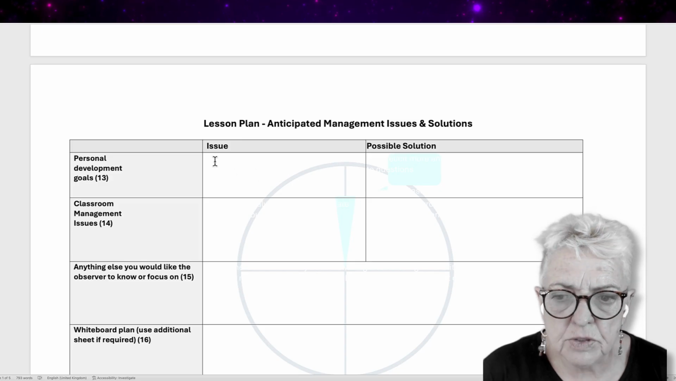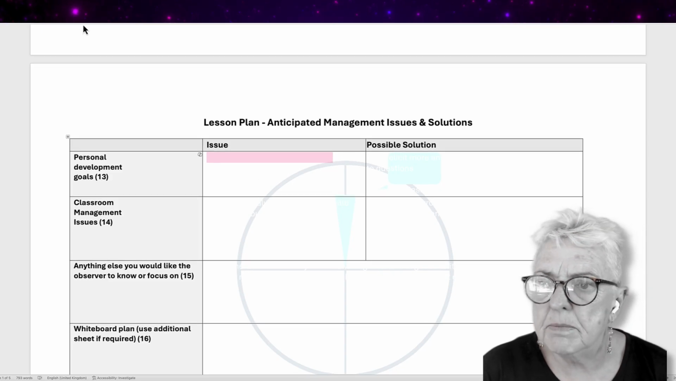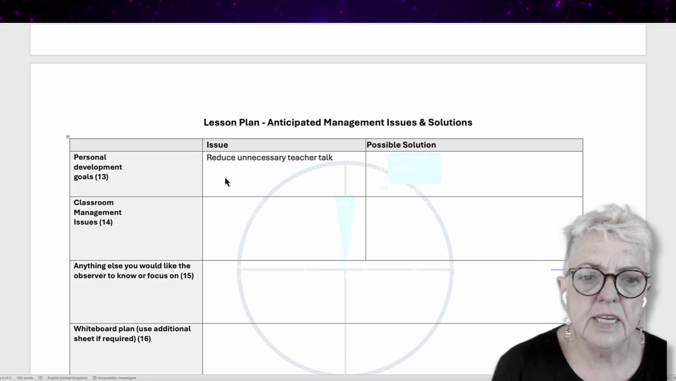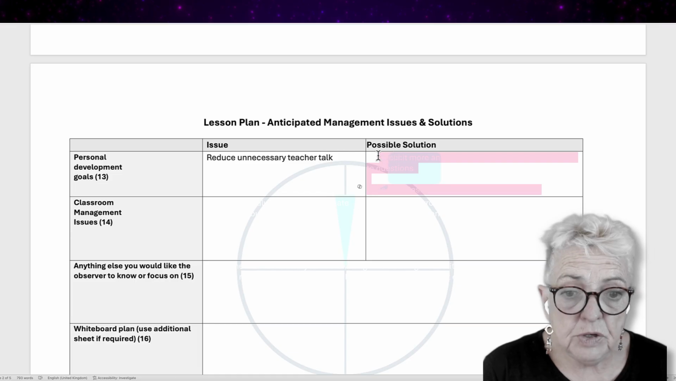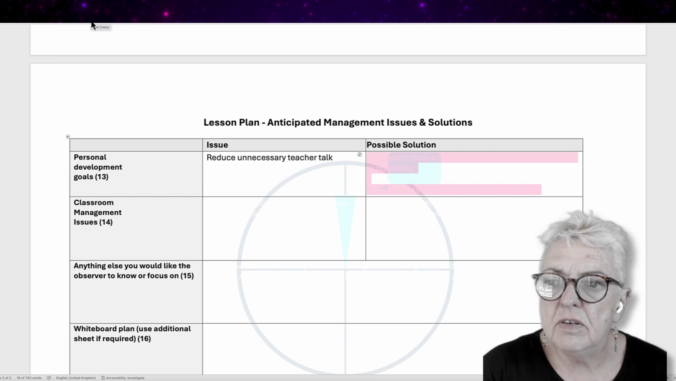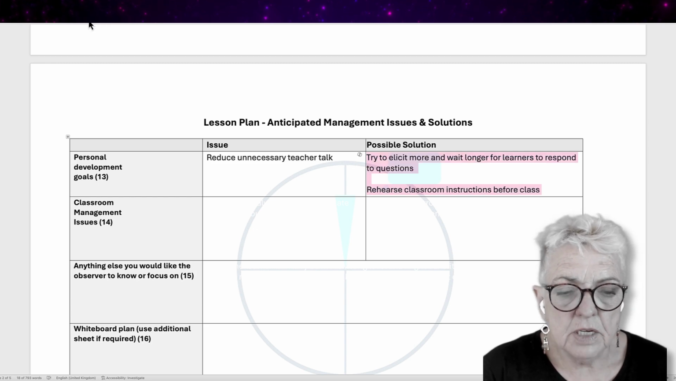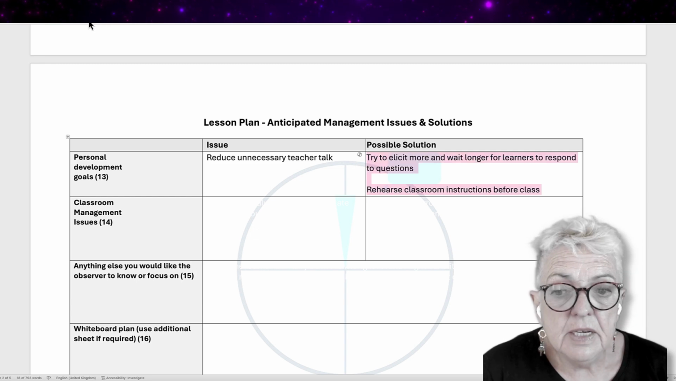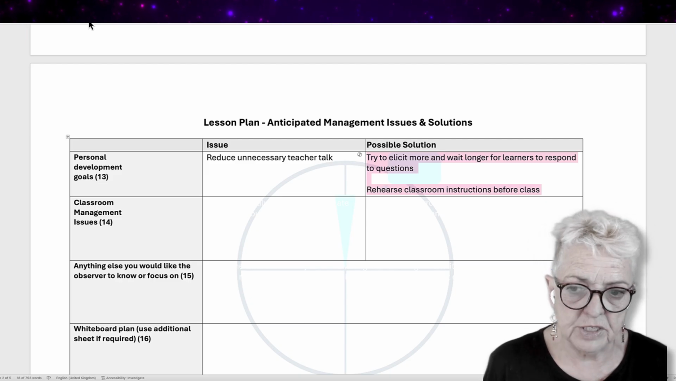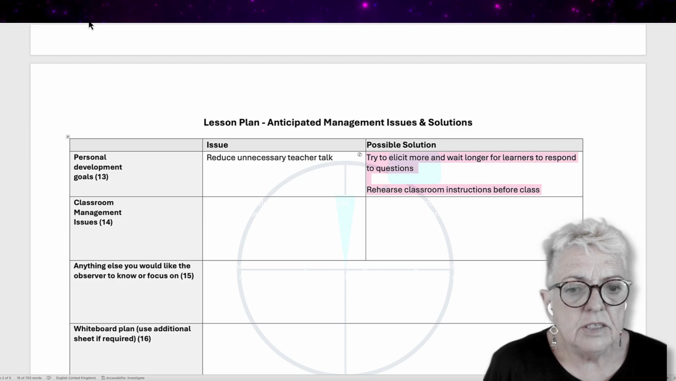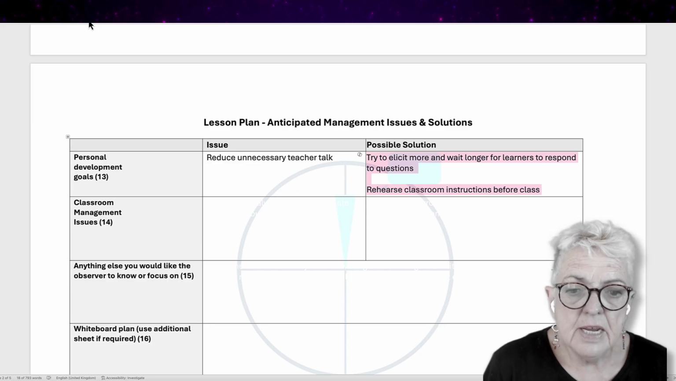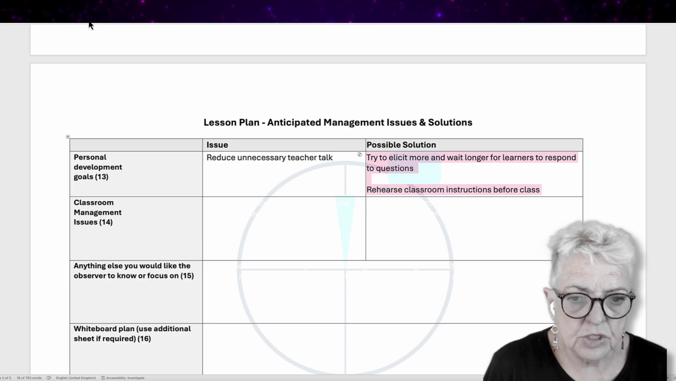So what are your personal development goals? So for example, let me show you. You may wish to reduce unnecessary teacher talk, which for new teachers is a real problem and is a very, very valid personal goal. So try to elicit more and wait longer. There's a great temptation to jump in and answer A, student questions, and B, your own questions to students. And teacher talk, rehearsing classroom instructions and improving them absolutely reduces teacher talk.